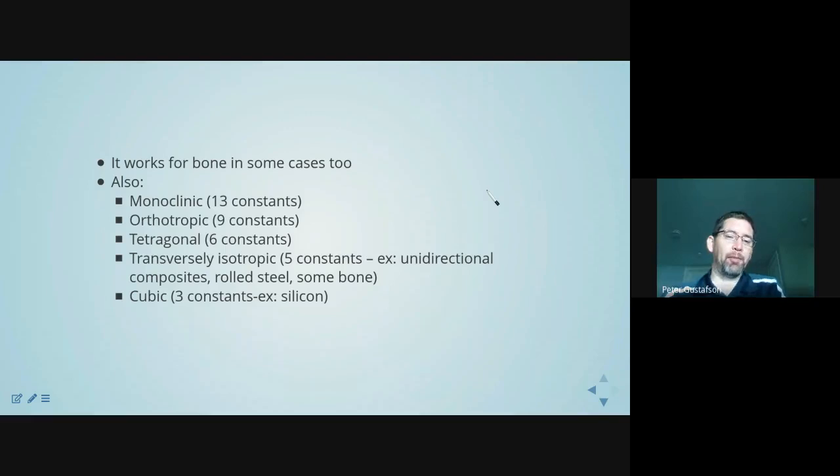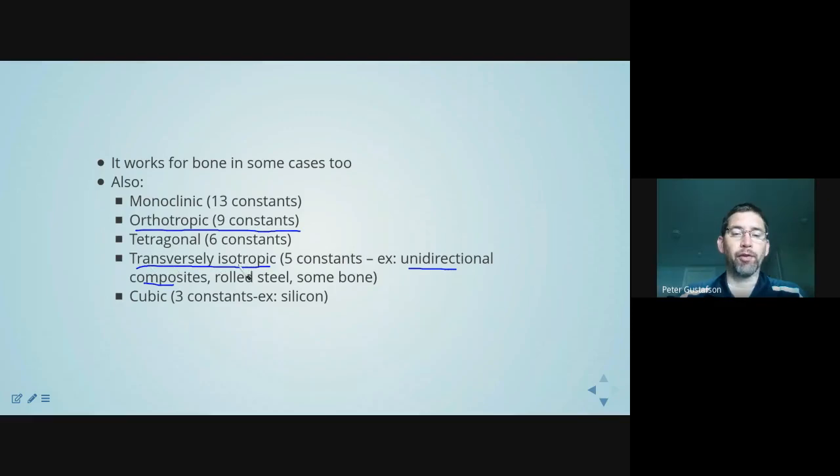There are other named materials. In fact, this really is all the possibilities that exist out there. Depending on the type of symmetries that exist, a material can be monoclinic, which has 13 constants. Orthotropic, the one we spent a little bit of time talking about, has 9 constants. Tetragonal has 6. Transversely isotropic has 5, so this one's pretty important in composite materials as well. So unidirectional composites, orthotropic, this can be multi-directional composites.